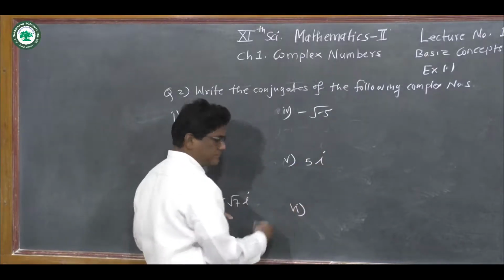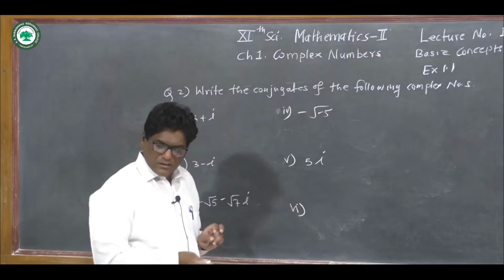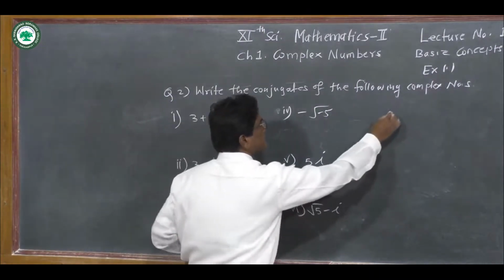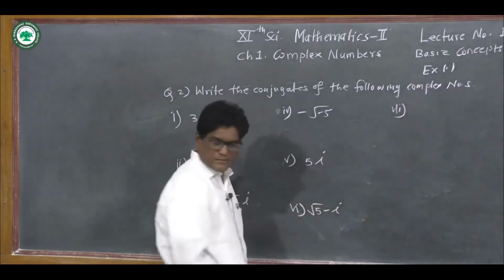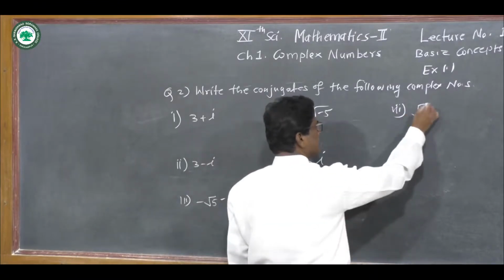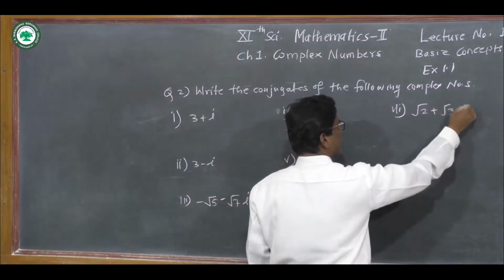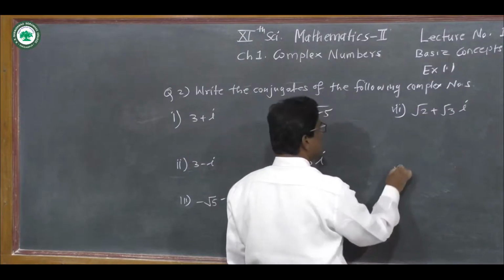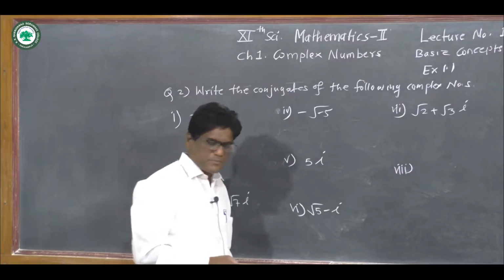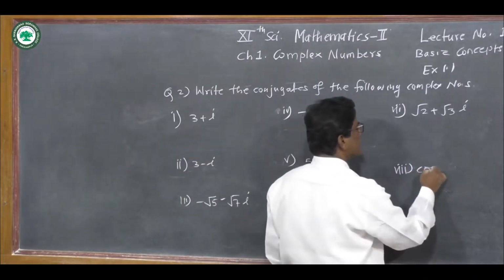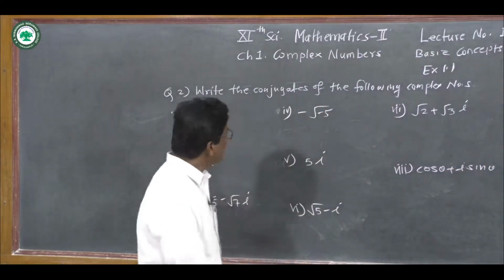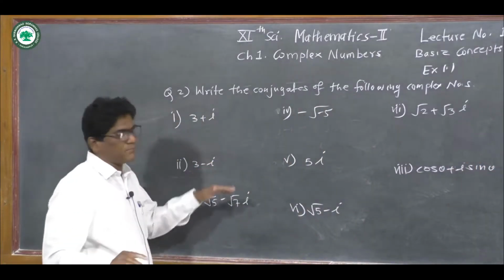Sixth example, root 5 minus i. Seventh example, root 2 plus root 3i. And eighth example, cos theta plus i sin theta. Now we have to write the conjugates of these complex numbers.